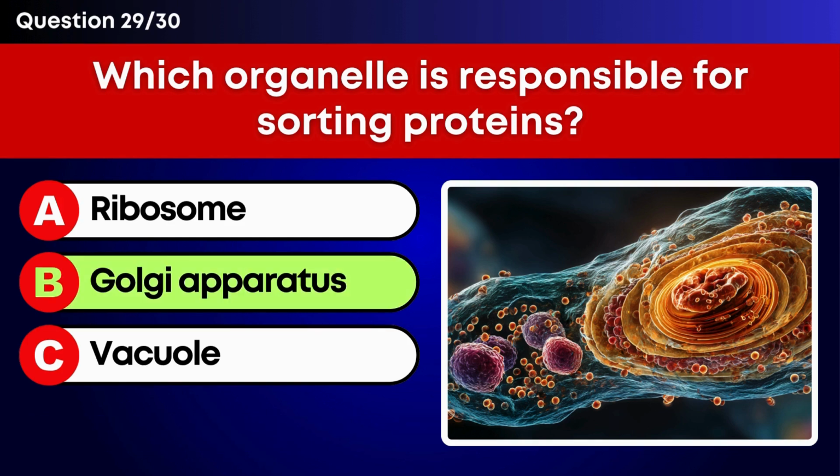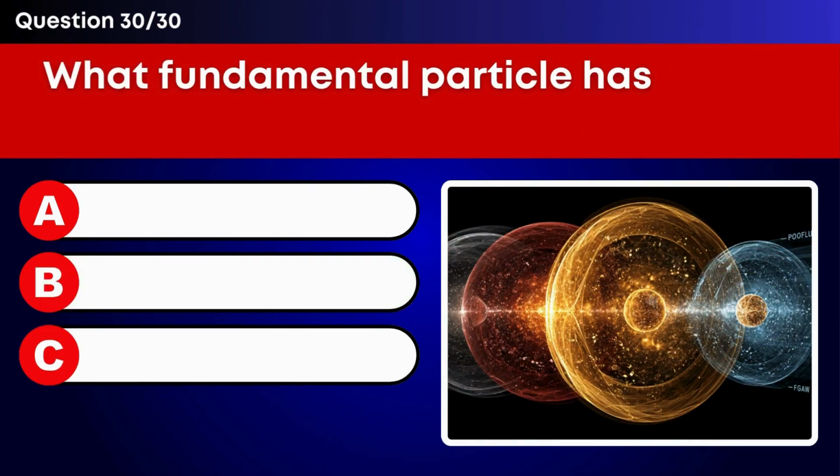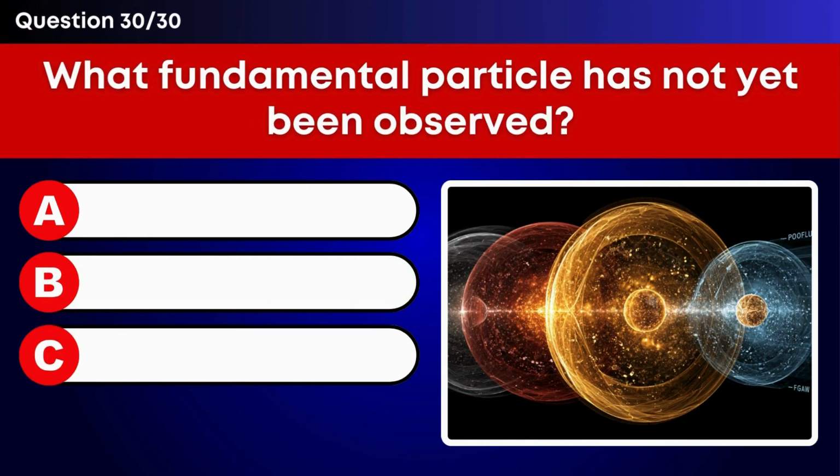Golgi apparatus. The Golgi apparatus is often called the post office of the cell. It receives proteins, sorts them, packages them, and ships them to their final destinations. What fundamental particle has not yet been observed?